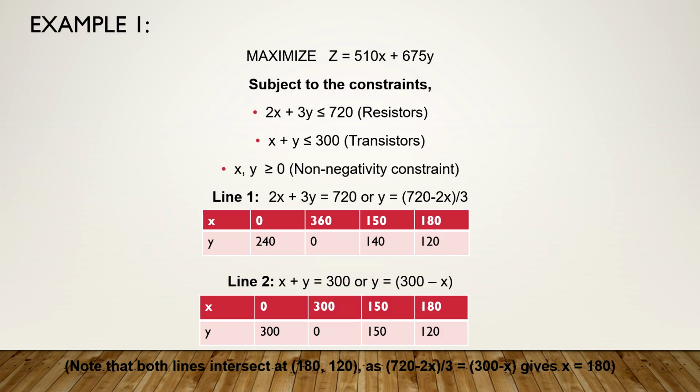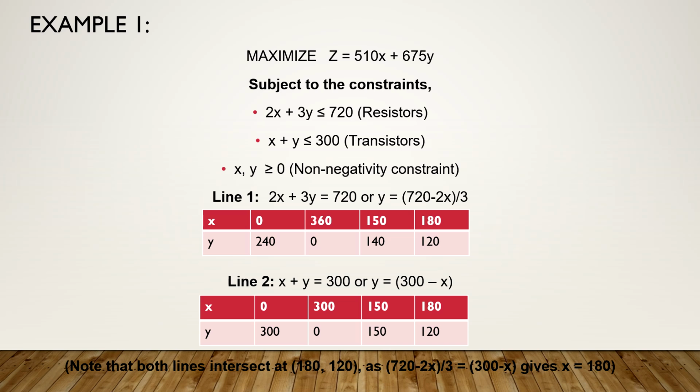To use the graphical method, you need to plot your linear constraints. That means the first constraint is 2x plus 3y less than or equal to 720. So this line, if you want to plot, first of all, you just consider this as an equality and plot the line. And then we will see the inequality for getting the feasible region.